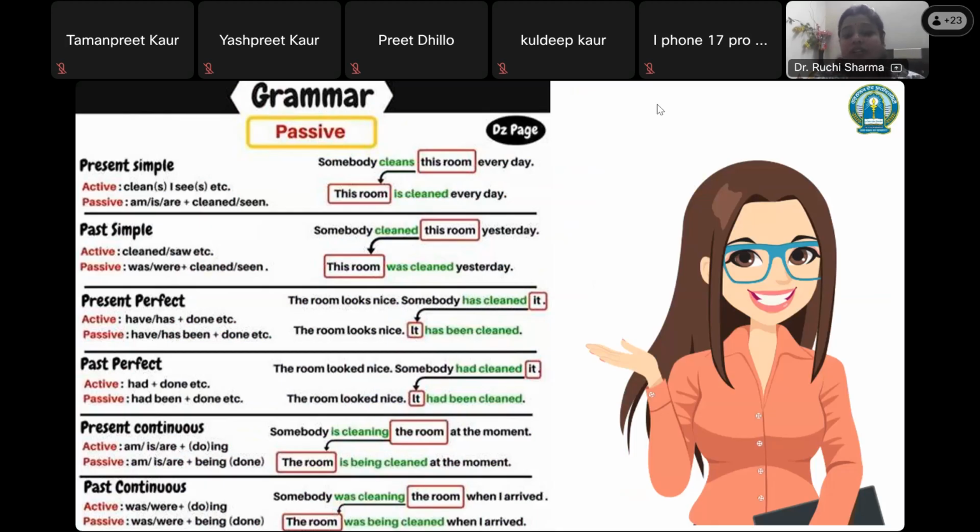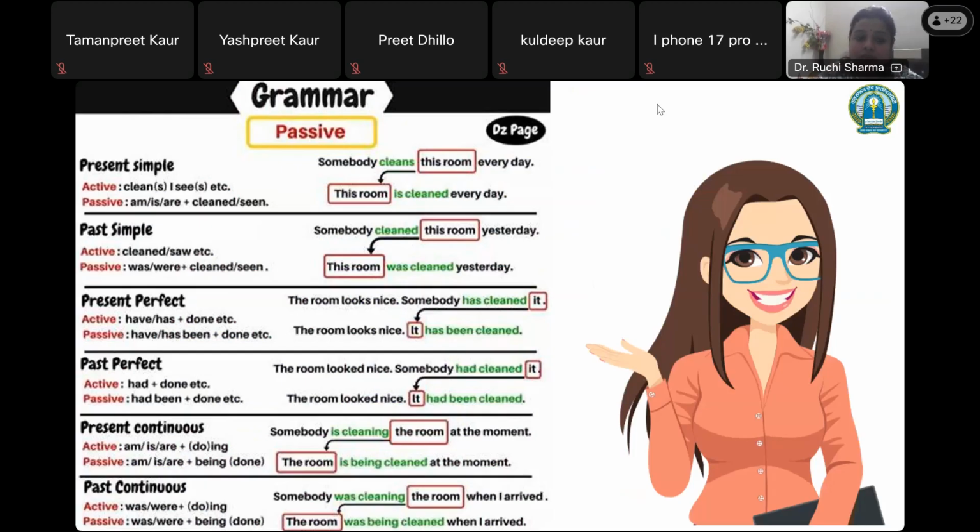Cleans is converted into is cleaned. Okay. So that is a change that you find from simple present tense. You have the helping verb is coming up, and the second form of verb, cleaned, is used when you are converting a sentence from simple present tense to passive voice. Clear? Now let's look at the past simple tense.